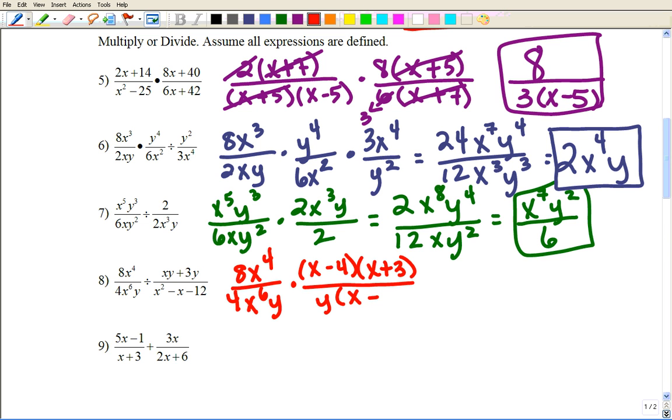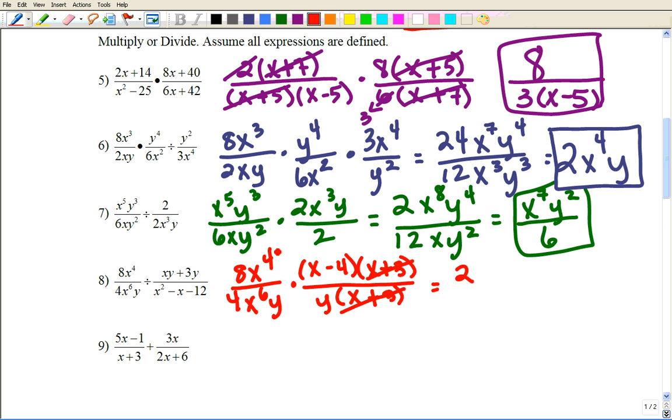So now we can cancel out the like terms. So the x plus 3's go away. And then, let's see, everything else looks like it'll stay, so we just need to simplify. So 8 over 4, 8 divided by 4 is 2.